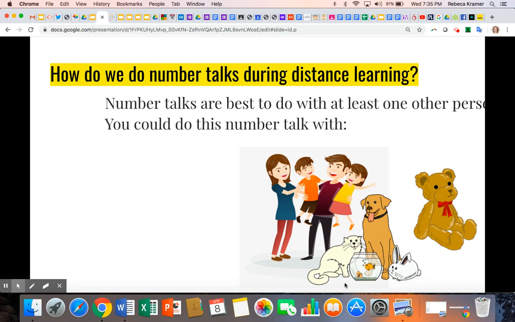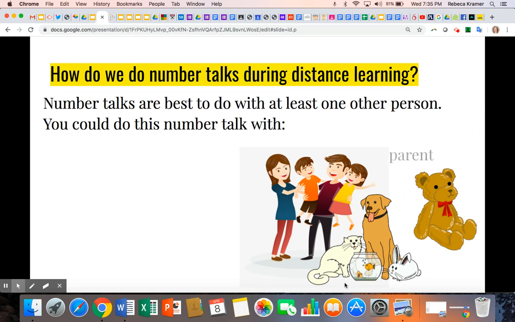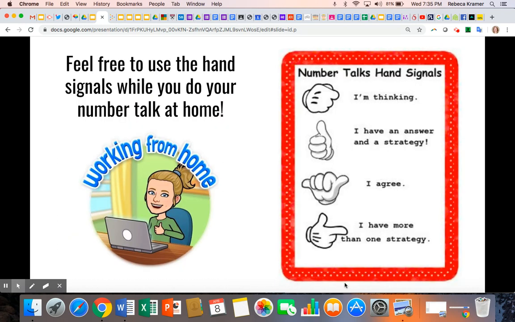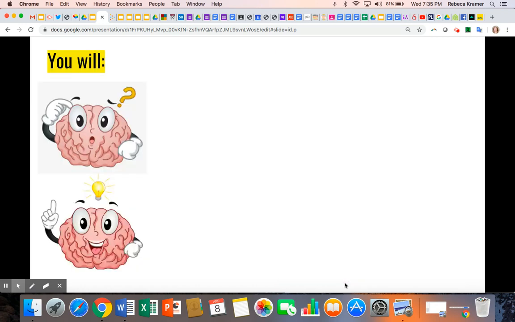So, how do we do number talks during distance learning? Well, as you know, number talks are best to do with at least one other person. So you could do your number talk with a parent, with a brother or sister. If you don't have any of them available, maybe even your pet or a stuffed animal might work. Get creative, but it's important to do it with as many people as possible. Feel free to use your hand signals that you use in class while you're doing your number talk at home. Here's a little reminder if you need it.